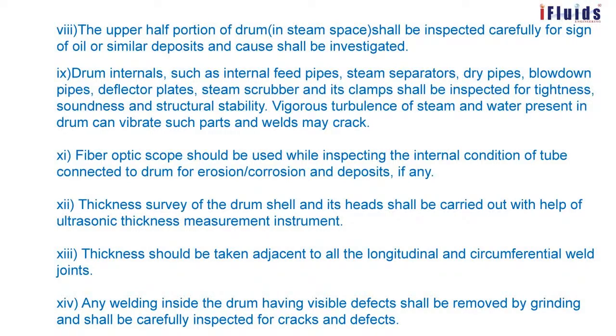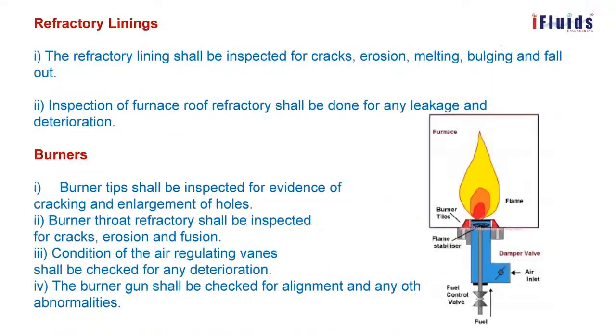Thickness survey of the drum shell and its heads shall be carried out with the help of ultrasonic thickness measurement. Thickness should be taken adjacent to all the longitudinal and circumferential weld joints. Any welding inside the drum having visible defect shall be removed by grinding and shall be carefully inspected. The refractory lining shall be inspected for cracks, erosion, melting, bulging, and falling out. Inspection of furnace roof refractory shall be done for any leakage and deterioration.